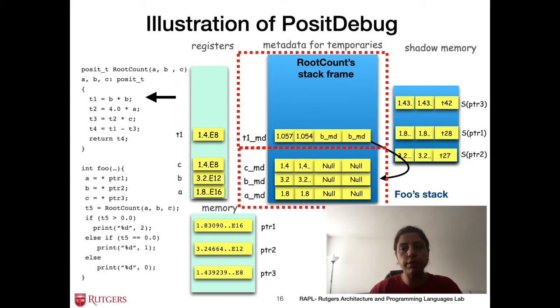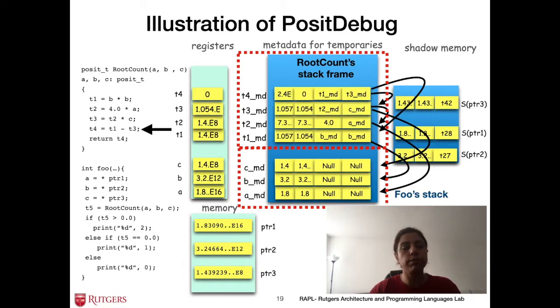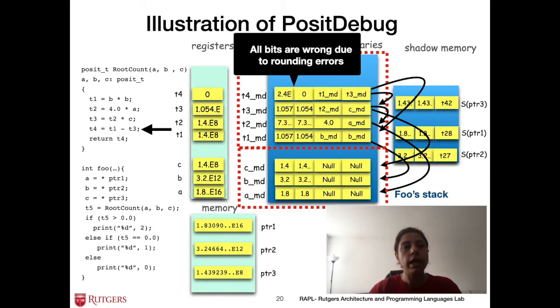We store the posit value, computed value, and pointers to the t1's operands metadata, which is b in this case. We do the same thing for t2, t3, and t4. After computing t4, we notice that t4 has high rounding error, and t4's computed value is totally different than t4's real value. To diagnose the root cause of this error, we can traverse back following the pointers to the operands metadata and investigate how the error was propagated.